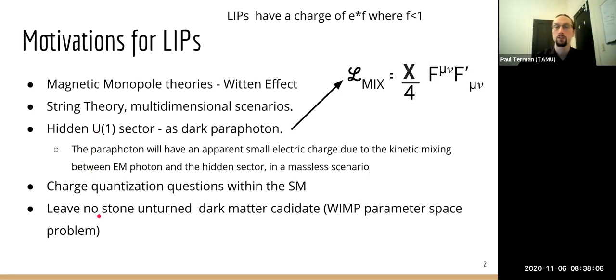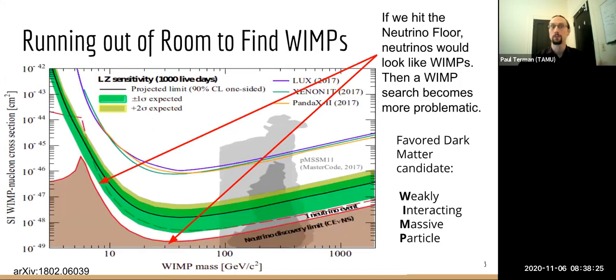LIPs can help solve problems with charge quantization within the standard model and explain other questions like the neutrality of the neutron. And of course, we also want to leave no stone unturned when we are looking for dark matter, because let's face it, we're starting to run out of room to look for WIMPs.